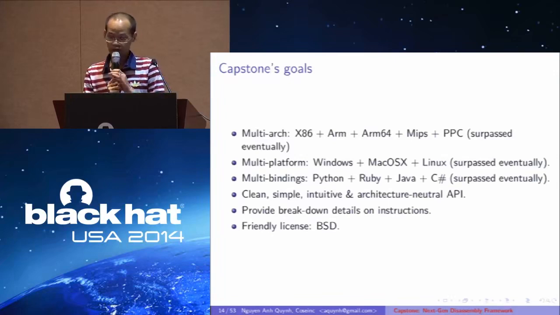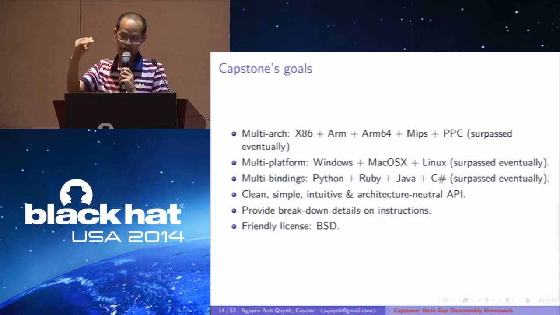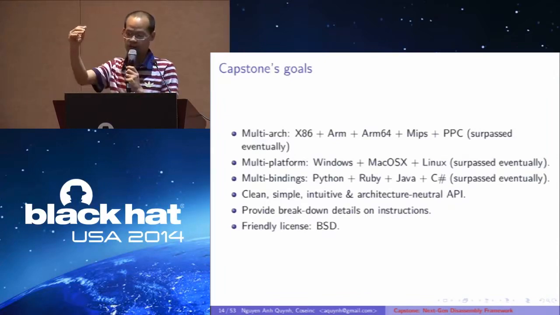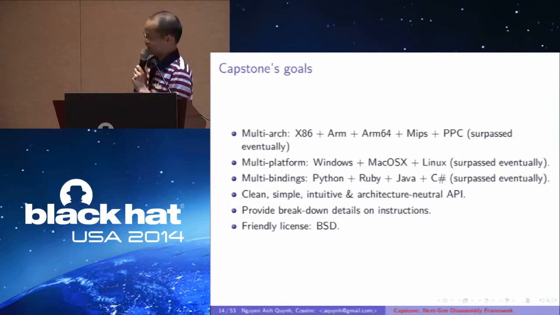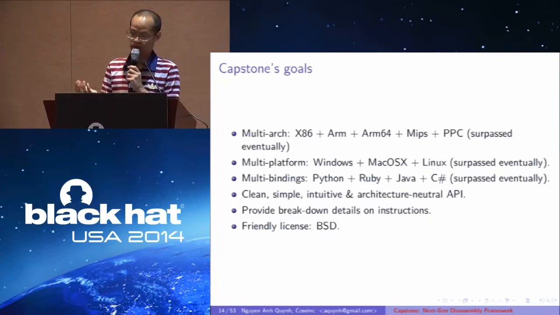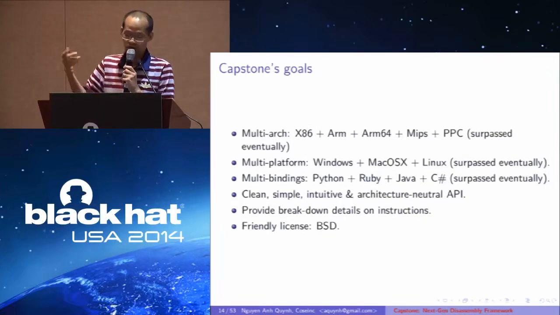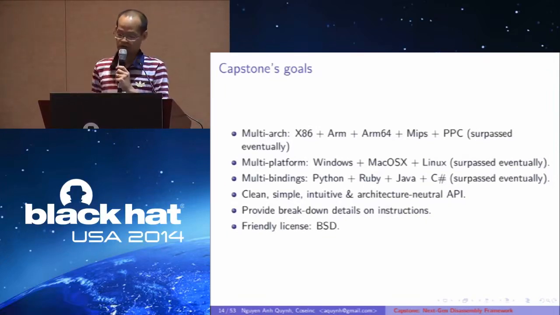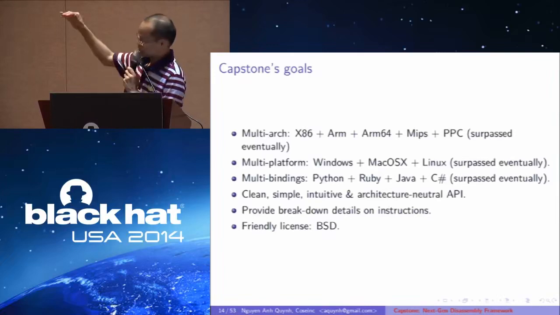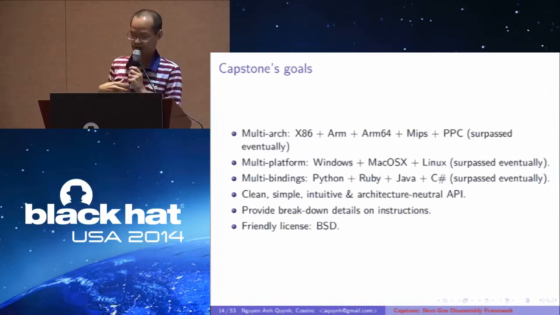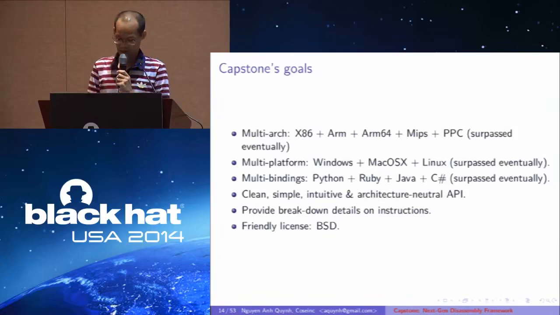And to be a good framework, Capstone needs to provide breakdown details on instructions. It needs to break down instructions into details, and it also needs to provide semantic information. And finally, I want a BSD license because I want to make it available for everybody to use without having to worry about the license. And all of those requirements were eventually surpassed, as you can see later.